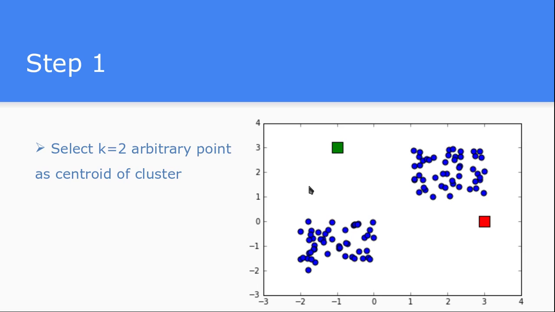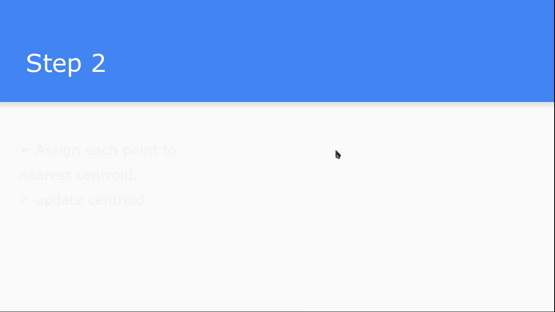Now the selection of this point also has a lot of different heuristics associated with it. In a future lecture we'll see the advantages and disadvantages of selecting a particular initial centroid point. In this case I have selected just two random points in a 2-dimensional space. Now let's see what further action we can take in step 2.